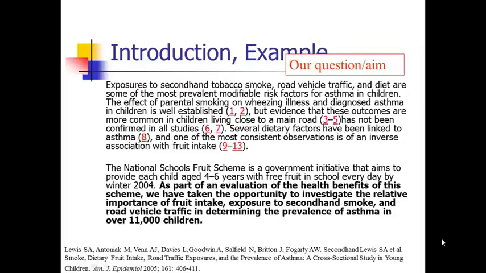Now we're going to jump right into the aim of this study. So what do they say? As part of an evaluation of the health benefits of this scheme, we have taken the opportunity to investigate, notice the key word there, and investigate the relative importance of fruit intake, exposure to secondhand smoke, and road vehicle traffic, those 3 risk factors, in determining the prevalence of asthma in over 11,000 children. So they're telling you, here's our question and aim. We're going to look at those 3 risk factors in a really big sample of children. And it's a very clear statement of the aim of their study.